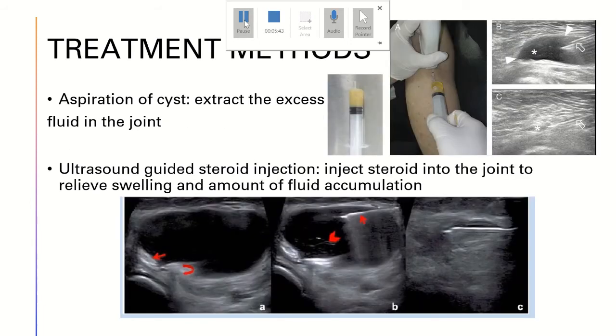There are multiple treatment methods for a Baker's cyst. The most common is just aspiration of the cyst, in which you extract the excess fluid from the joint, as you can see in the top pictures here. And that is done with the help of ultrasound. And there are also ultrasound-guided steroid injections. You can inject a steroid into the joint to relieve the swelling and the amount of fluid accumulation in the joint.